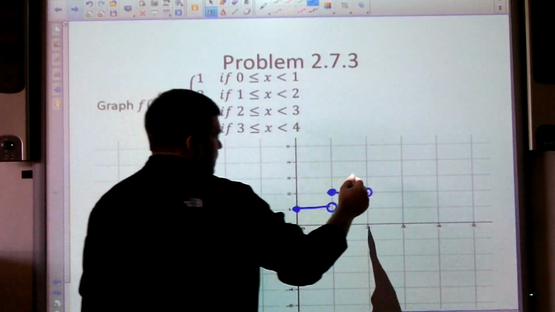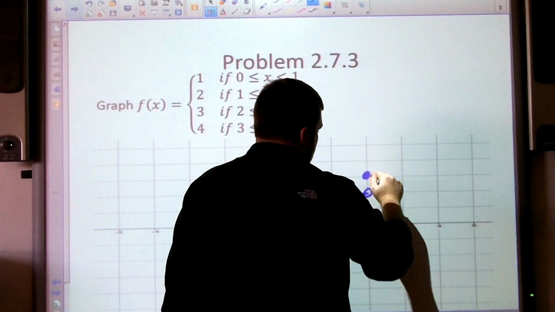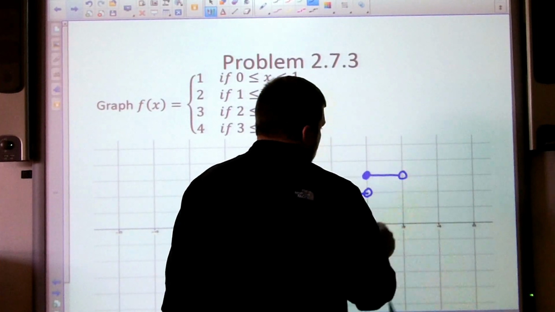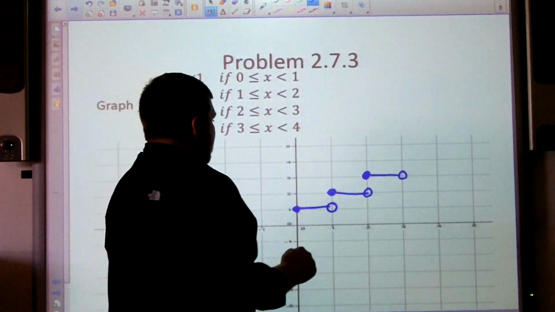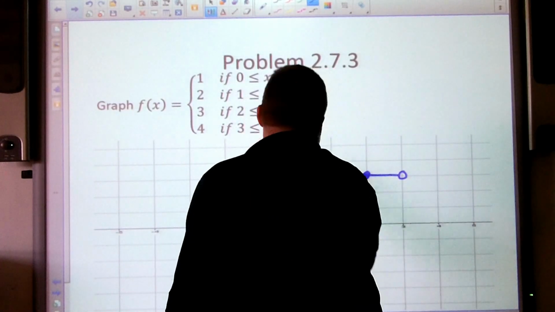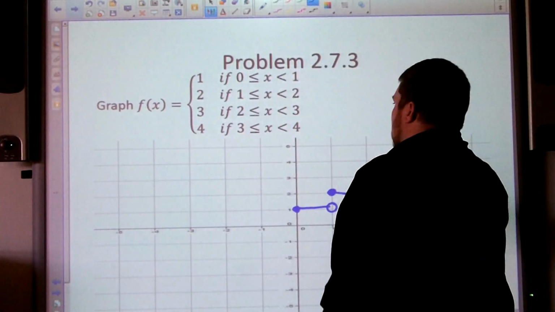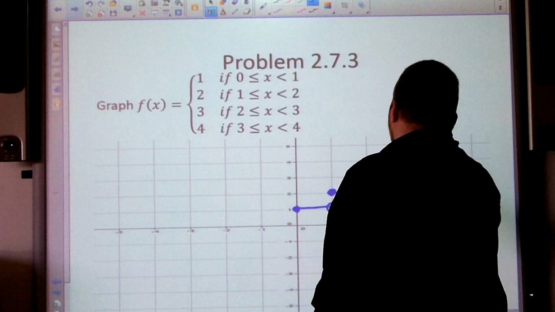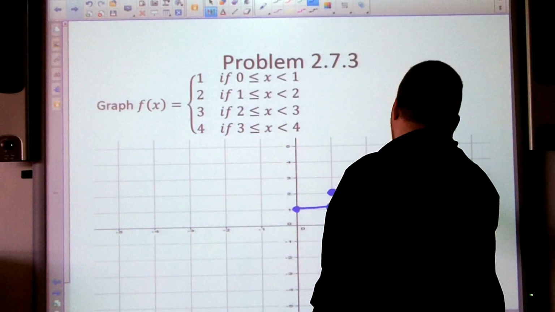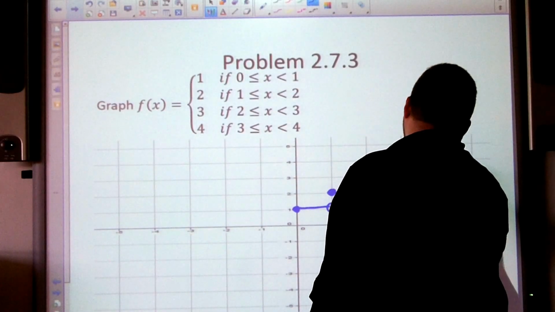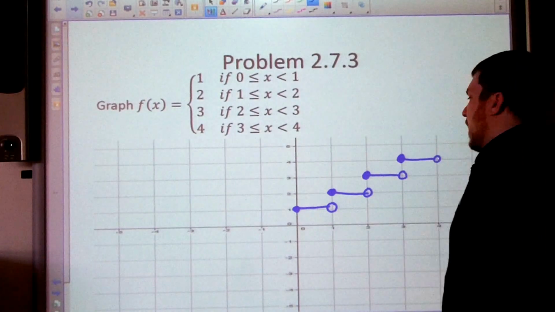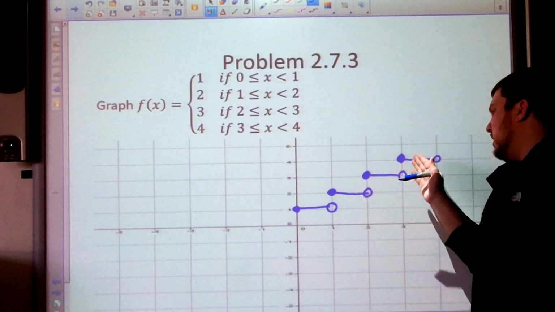And I make another jump. Closed circle. Go all the way across like that. And then finally the last one, when x is equal to 3, the y value is 4. So that's included, and we go all the way up to 4, but x equals 4 is not included. Now, you might look at this and be like, hey, that's kind of interesting.